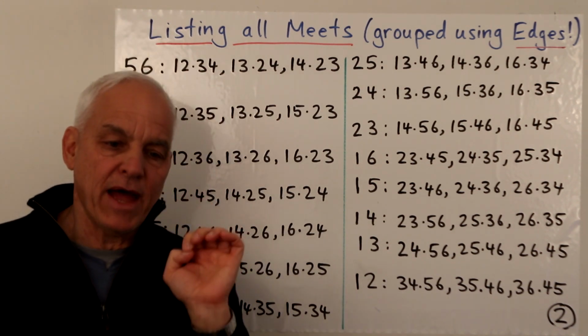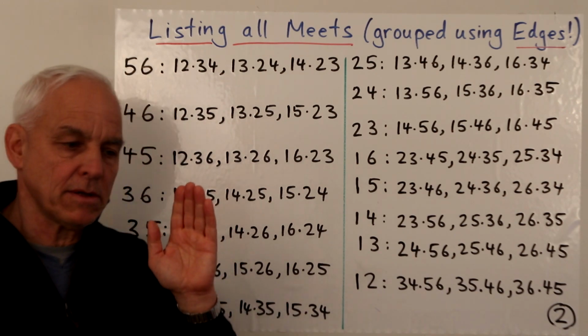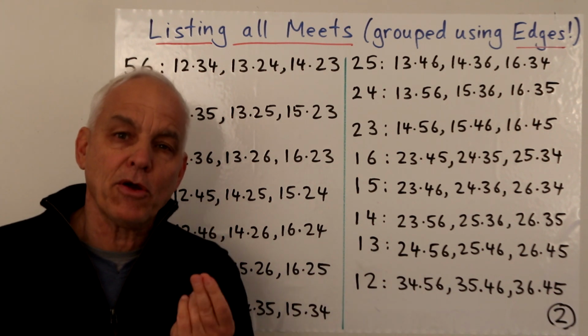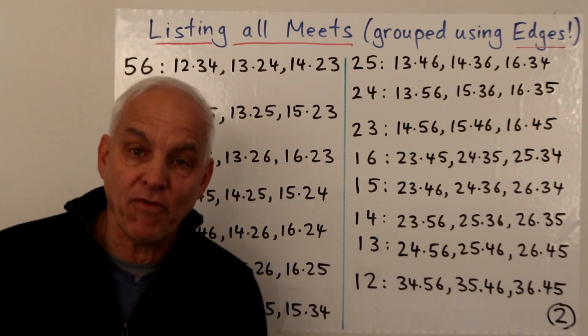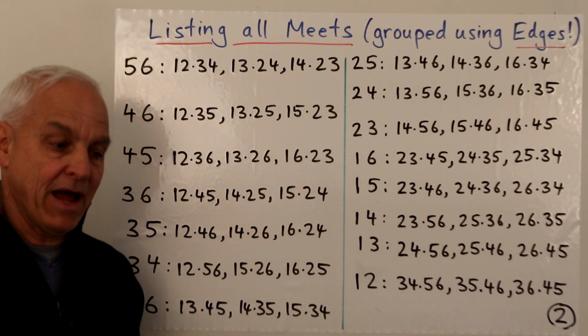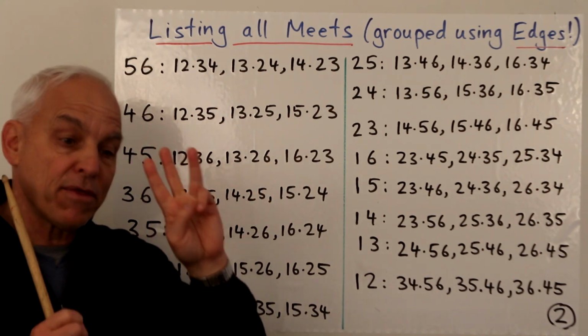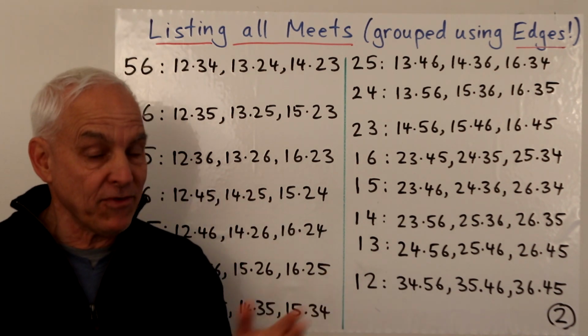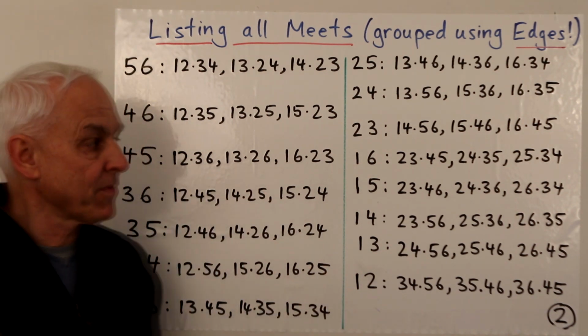Once we've understood that, then it becomes almost completely clear how to organize these things. It becomes also clear why there are 45 of them, because we know there are 15 edges. And what we're doing is we're associating 3 meets to every edge. So we're going to get 3 times 15, which is 45 meets.